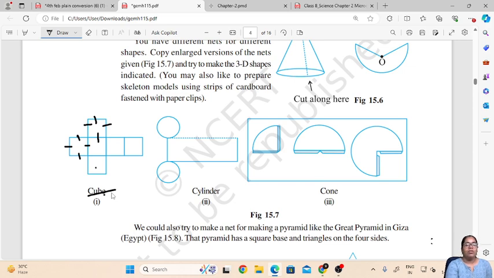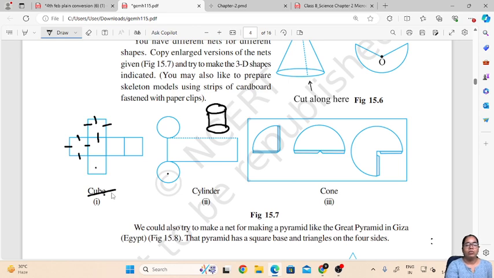Over here, this is a net of a cylinder, because see, these are the two faces of the cylinder and this is the main body. When you fold or roll it around, what you will get is a shape like this. So this is a 3D shape of a cylinder. So this is a net of a cylinder.